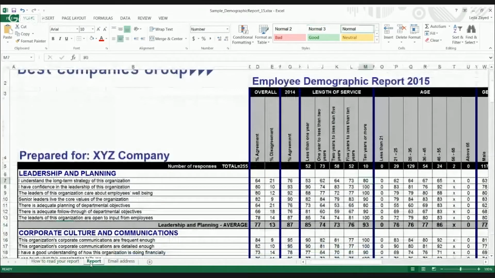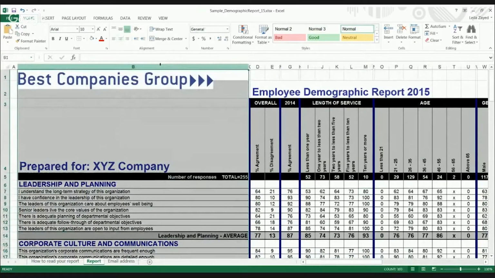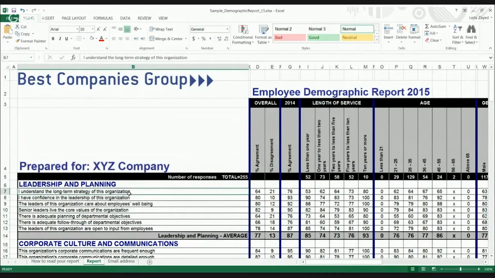Here's a sample of our employee demographic report. On the y-axis, we've listed all of the questions that were asked of your employees. They were served to your employees as statements, such as, "I understand the long-term strategy of this organization," and your respondents were asked to then indicate their level of agreement from strongly disagree to strongly agree.